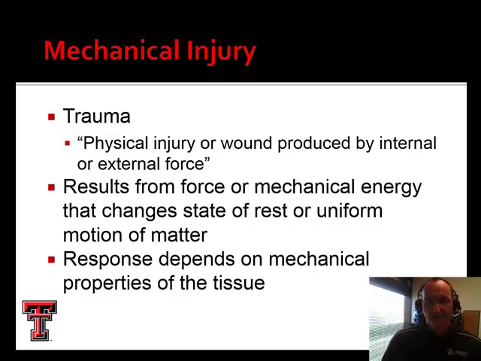In the case of a concussion, we may have a direct blow to the body and then the brain moves within the skull and we end up with an injury there as well. Now, trauma results from force or mechanical injury, and it changes the state of rest or the uniform motion of matter. In this instance, we're talking about tissues of the body or the body in general. And our body's response really depends on which tissues are involved because each tissue has a different inherent strength and weakness.